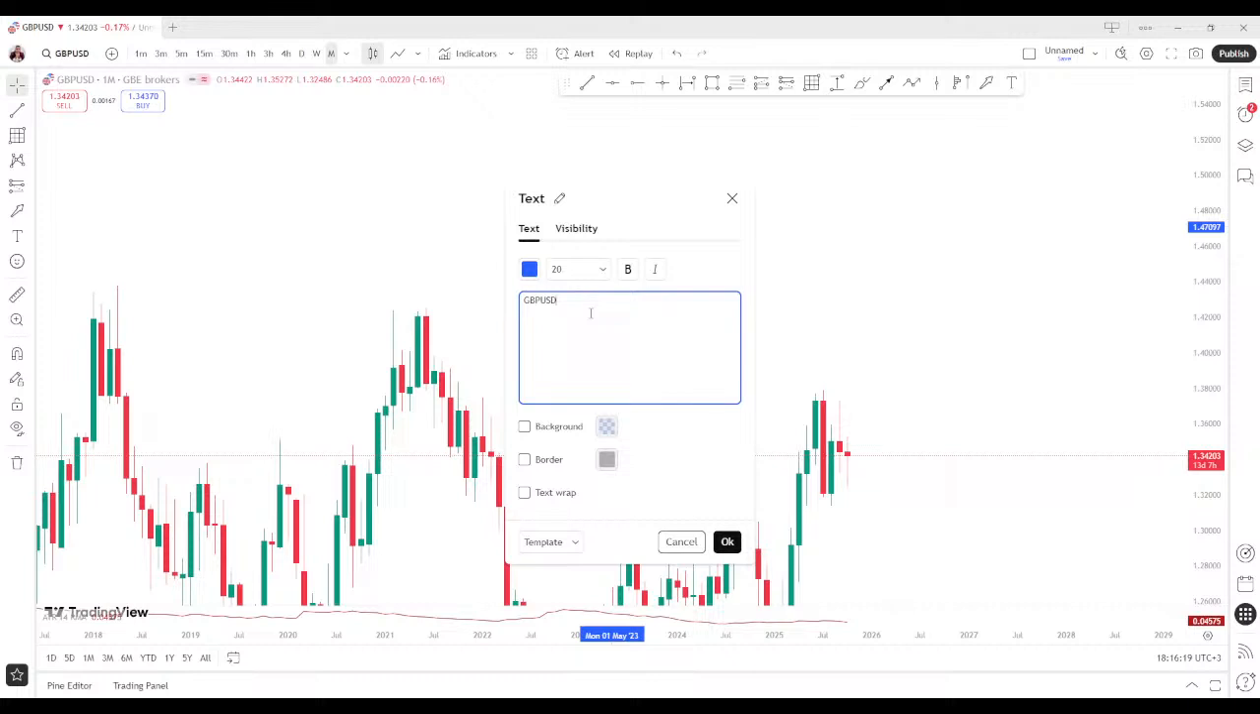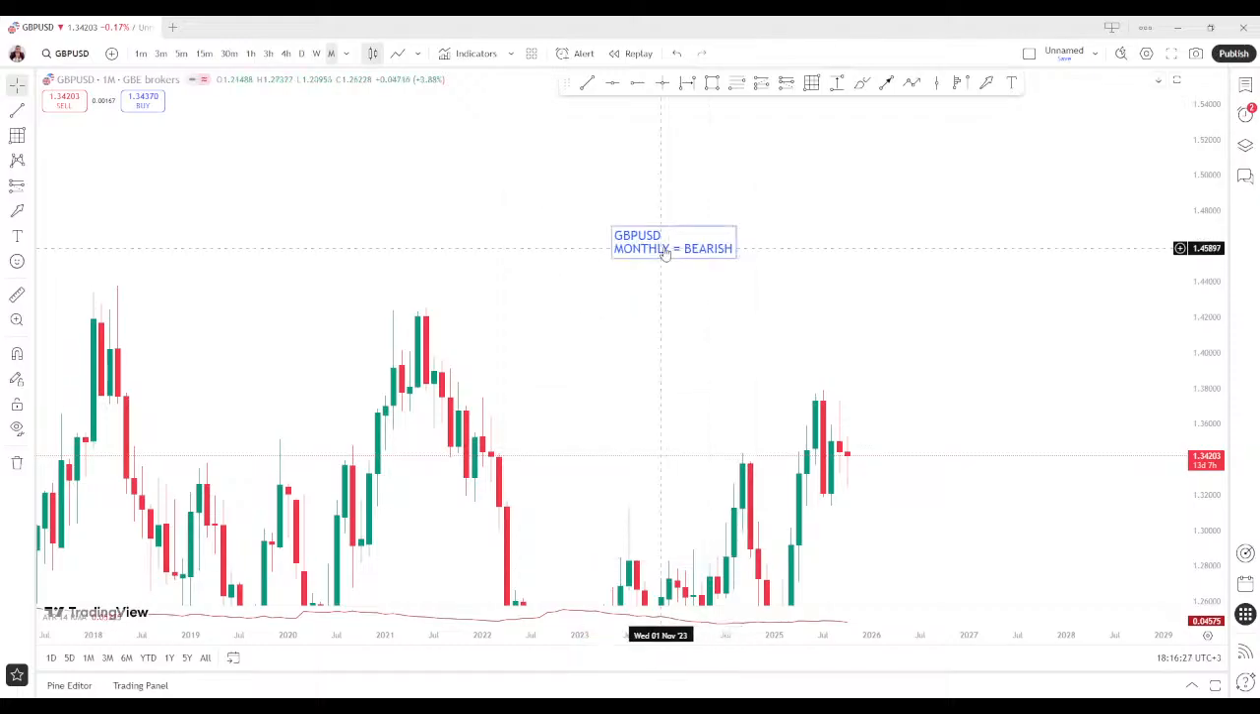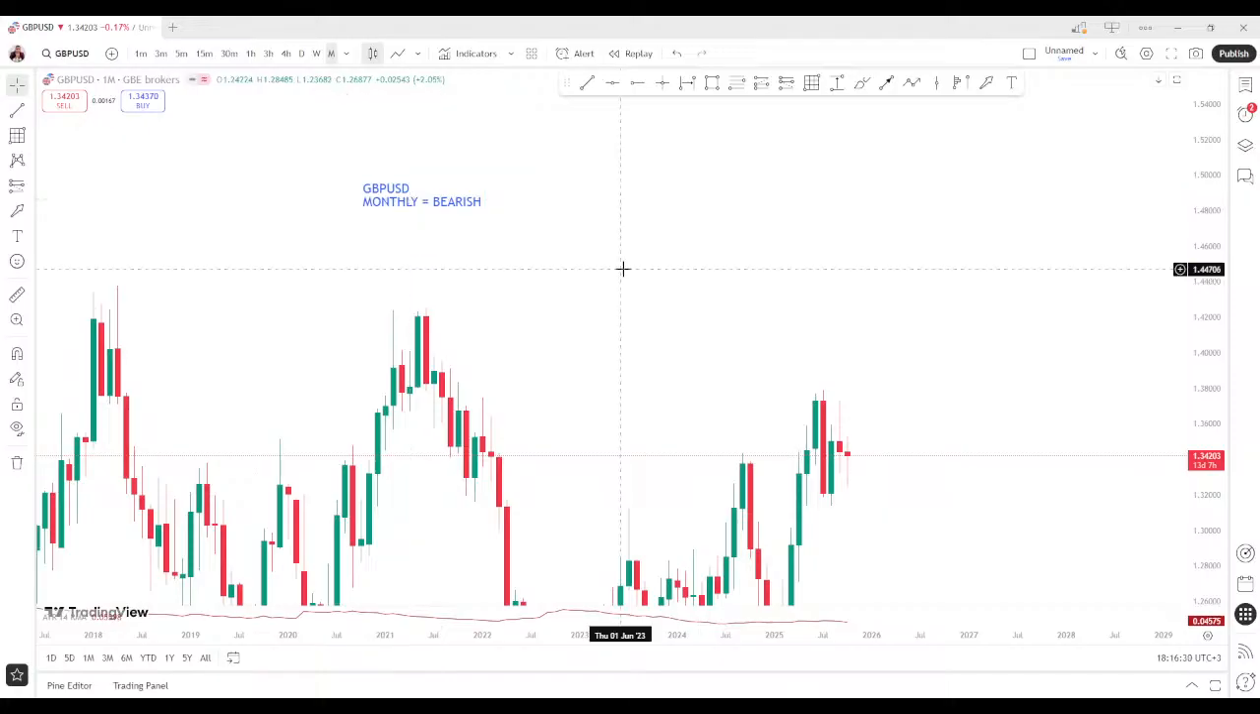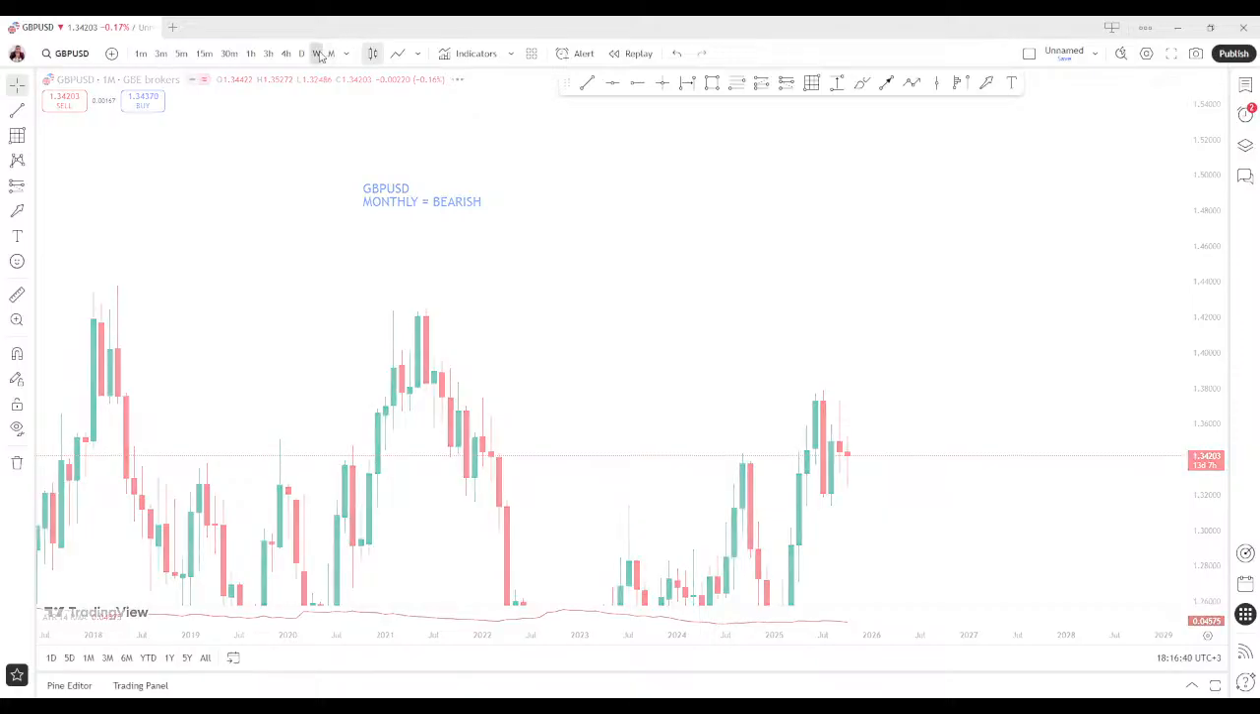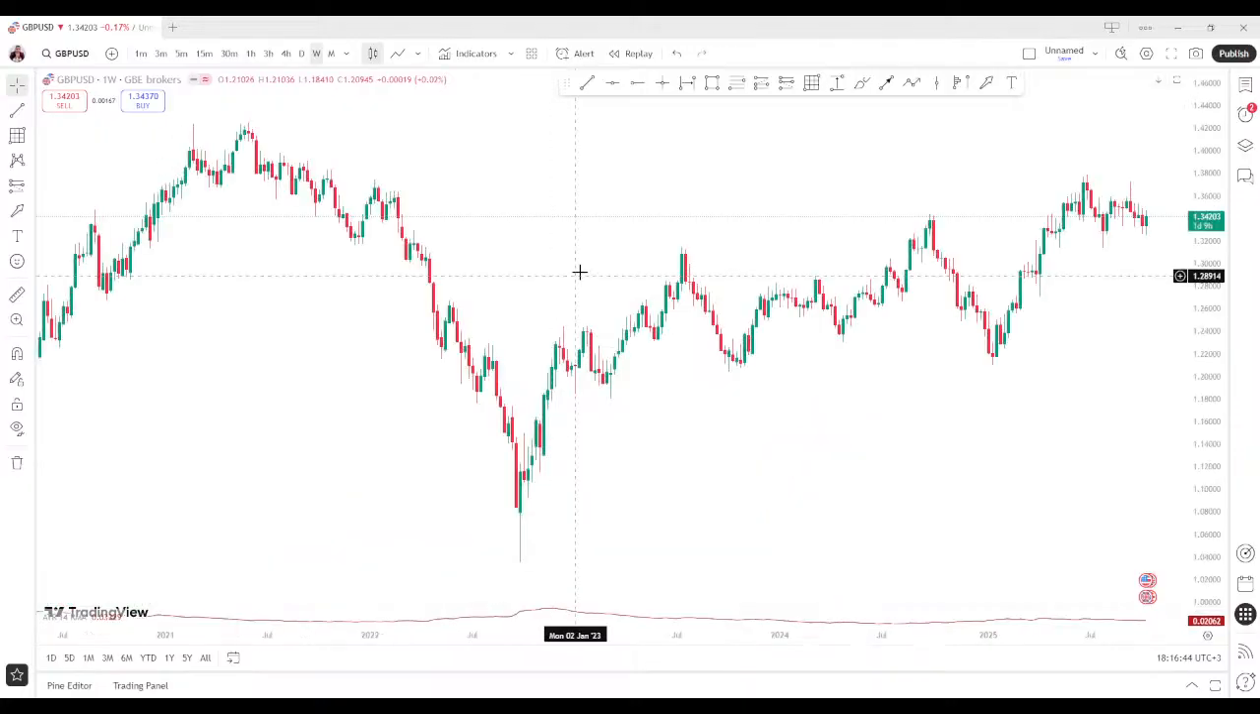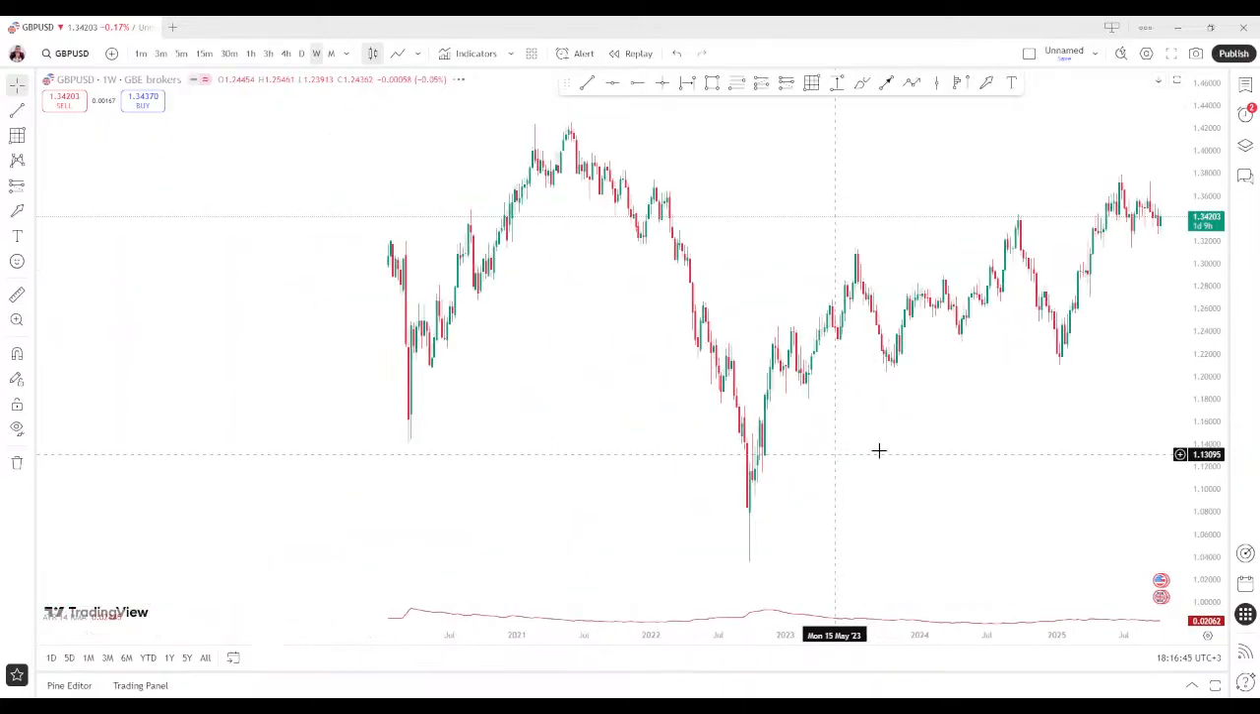the market is bearish. Monthly is equal to bearish. So we need to know what is happening in the weekly time frame. What do we have in the weekly time frame? So we move to the weekly time frame.